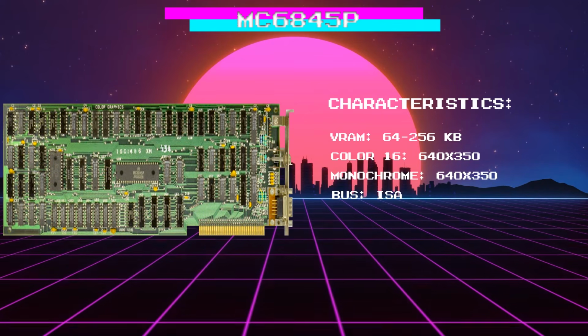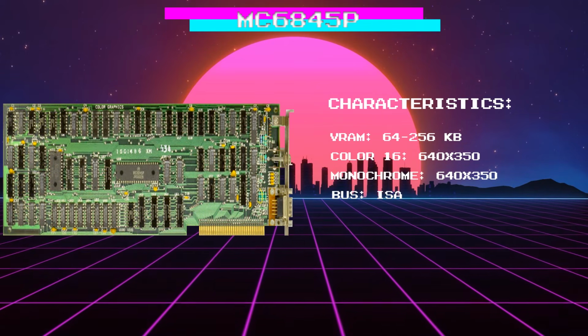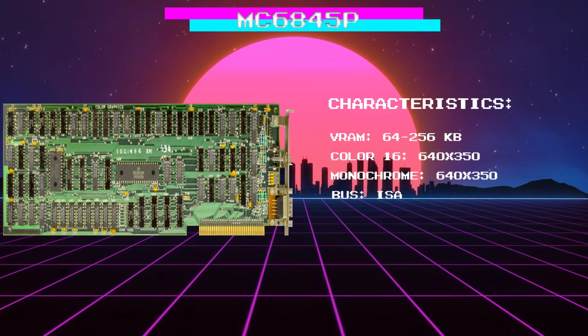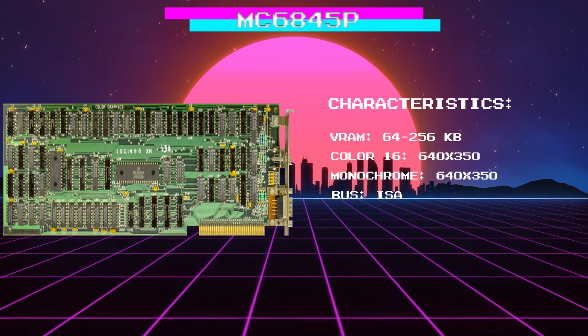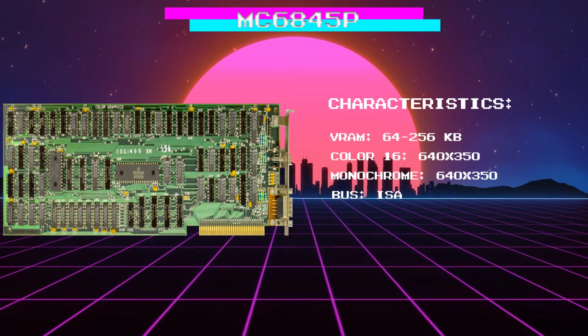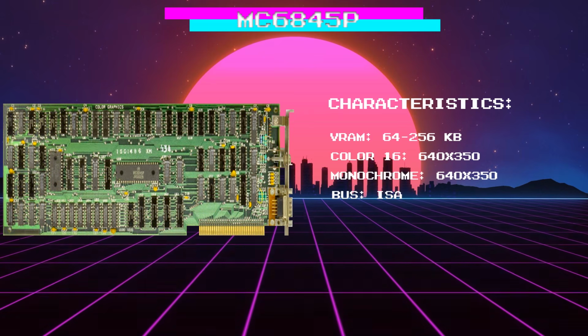At the architectural level, the EGA is similar to its predecessors. It also used the Motorola MC6845 controller. It was equipped with an increased memory capacity of 64 KB. The ISA bus was used for data transfer. Over time, the memory size was increased to an impressive 256 KB.